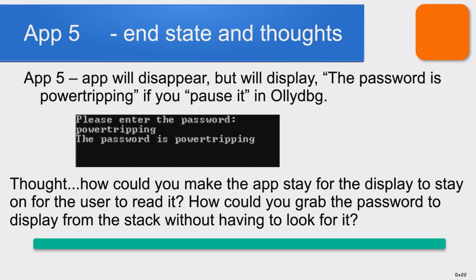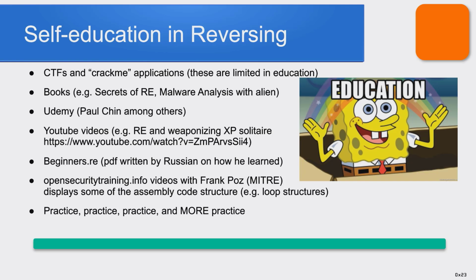So then, again, another thought. How can you make that app stay on for the display to stay on so that the user can actually read it and go, oh, I got the right password? And then, how could you grab the password? You don't even have to look in the stack for the password. It just says, hey, hint, enter power tripping, right? So you don't even have to look for it.